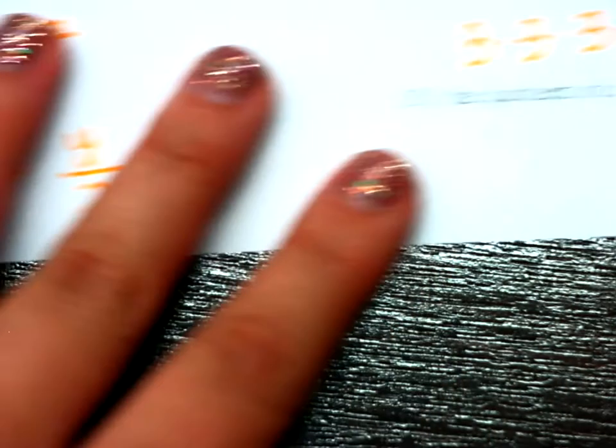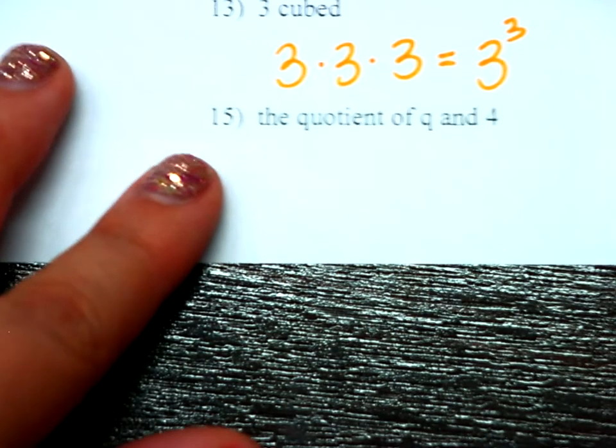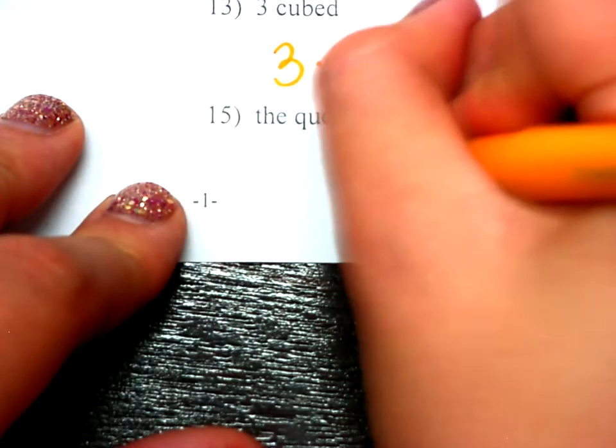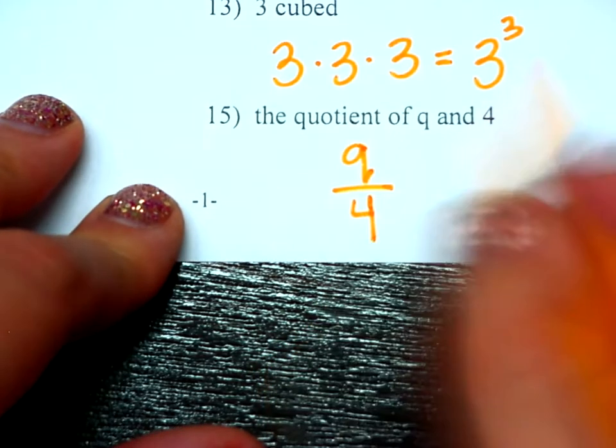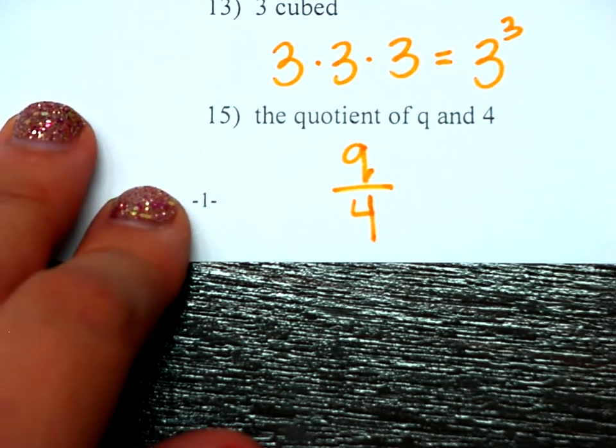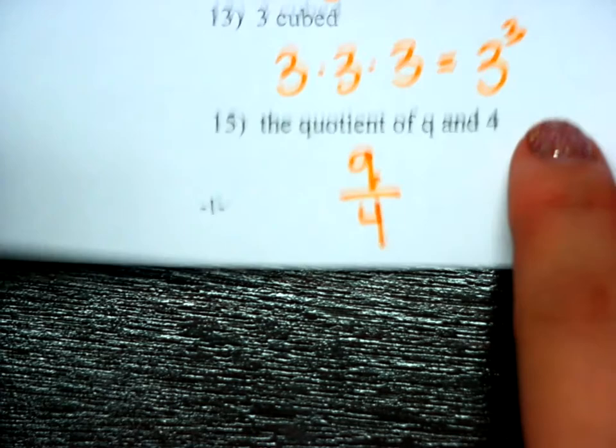All right, last one, the quotient of Q and 4. Quotient, that's our division word. So Q divided by 4. And notice I wrote them in the order that they were in the expression. Okay, so now that we've practiced writing some expressions, let's take it one step further and apply it to a table.